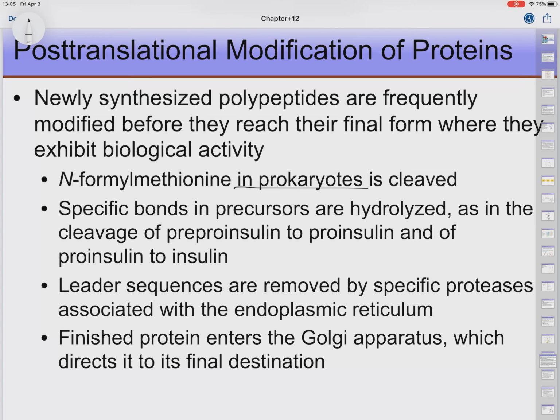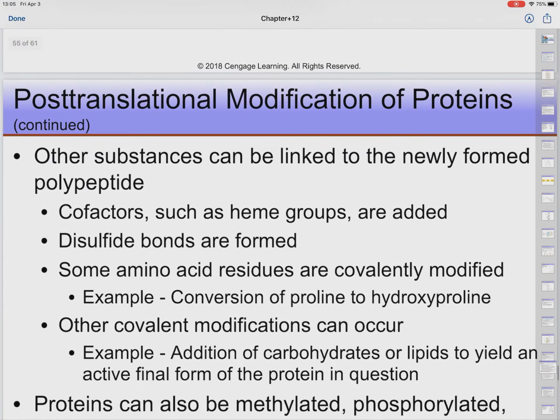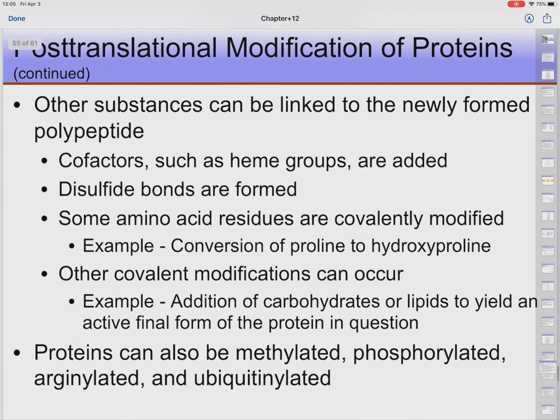Specific bonds in precursors get hydrolyzed. We looked at that exact example for chymotrypsin. Chymotrypsin starts off as chymotrypsinogen, and then after some cleavages, it becomes an active enzyme. The same thing happens with an insulin precursor. The leader sequences get removed, and the finished protein enters the Golgi apparatus, which will direct it to its final location in the body.